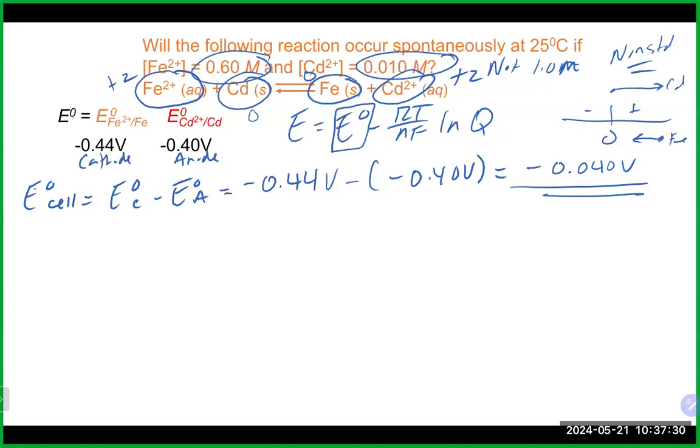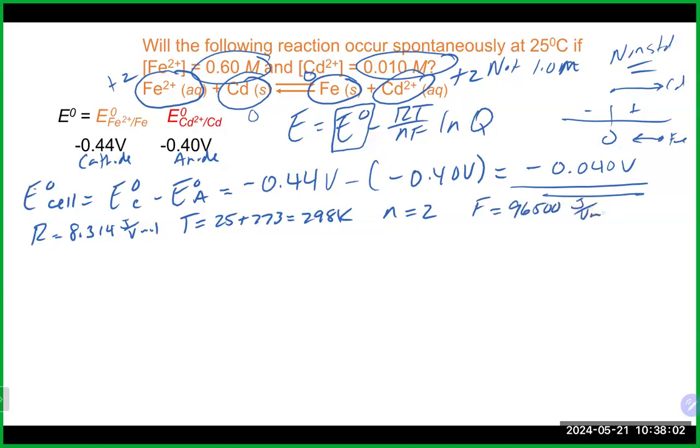The rest of the stuff here is pretty straightforward. We have our R, which is our gas constant. We have our T, which we do need to convert into Kelvin, which gets us 298 Kelvin. Our N in this case is 2, because iron gains 2 electrons as cadmium loses 2 electrons, so that's balanced. And our F is a constant of 96,500 joules per volt per mole.